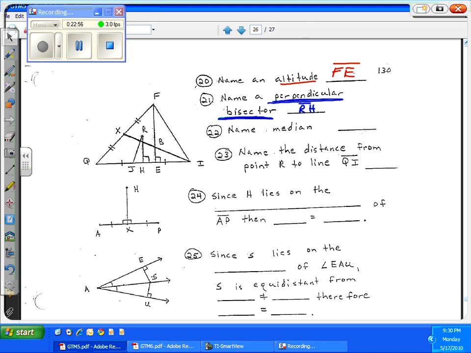Name a median. A median is a segment from a vertex to the midpoint of the opposite side. X is the midpoint of the side opposite point I. A segment from a vertex to the midpoint of the opposite side is called a median. So IX is a median.